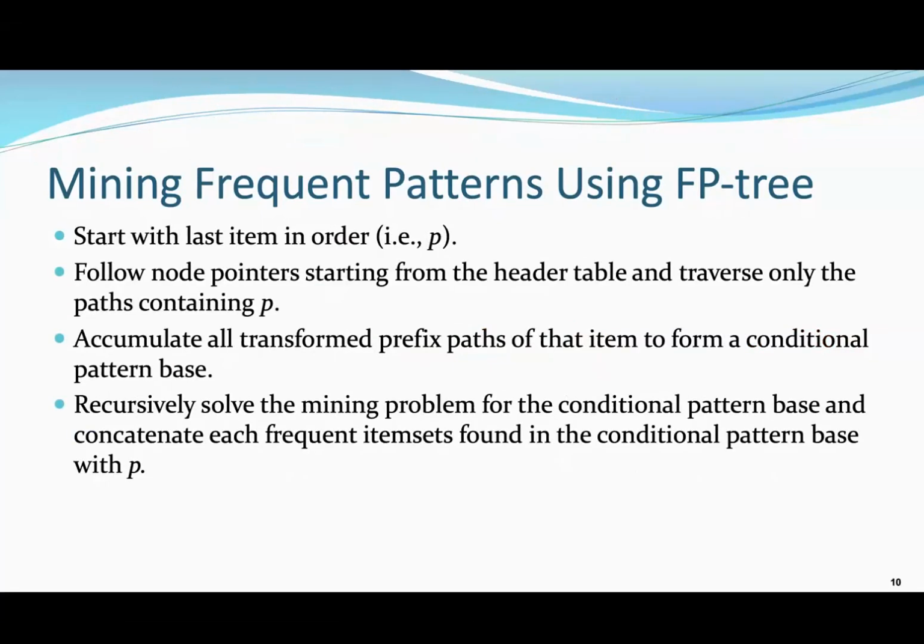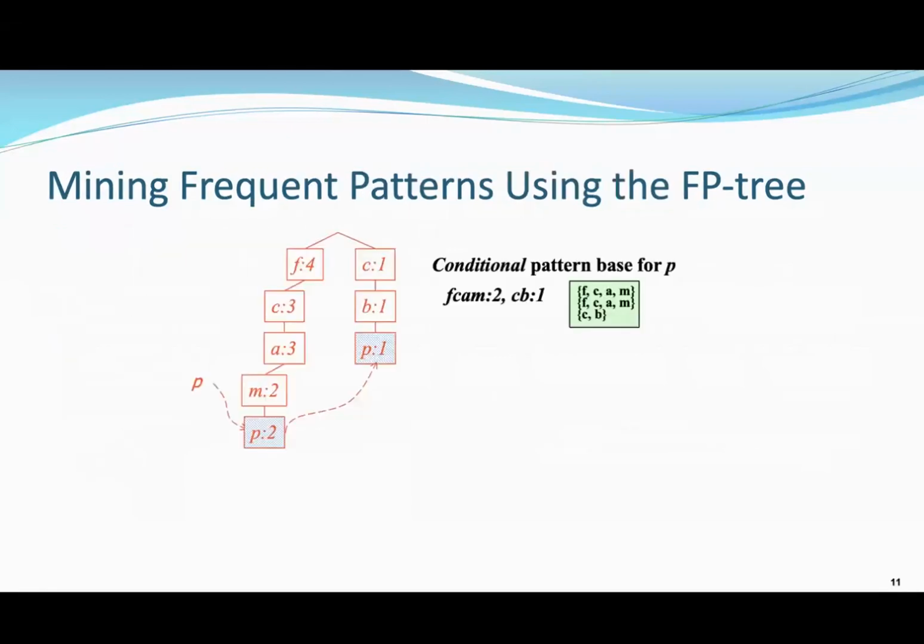All right. So we start with the last item in order, that is P. We follow the node pointers starting from the header table and traverse only the paths containing P. And we accumulate all transformed prefix paths of that item to form a conditional pattern base. And then we recursively solve the mining problem for the conditional pattern base and concatenate each frequent item found in the conditional pattern base with P. So let us use an example to illustrate.